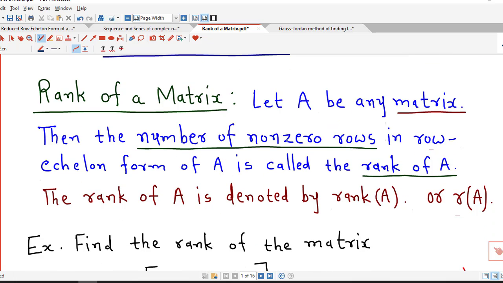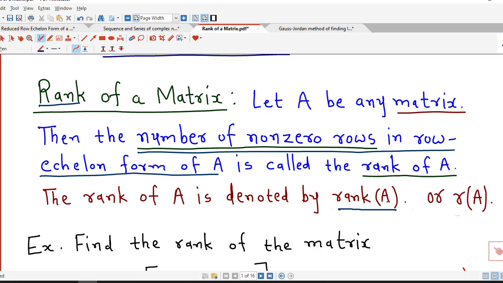The rank of a matrix is nothing but the number of non-zero rows in the row echelon form of a given matrix. So if we want to find the rank of any matrix, we first have to find the row echelon form of that matrix, and after that we find the number of non-zero rows in the row echelon form. That number is the rank of A, and it is denoted by different notations: rank A, or sometimes simply R of A.